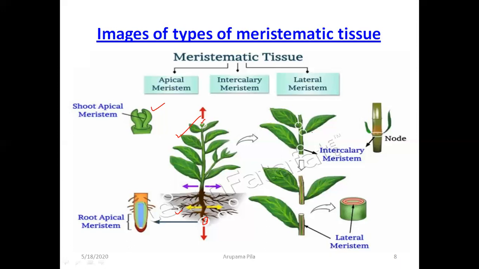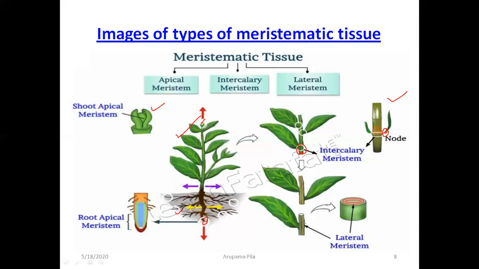Okay, then just see here the intercalary meristem. In the intercalary meristem, this is present at the node. Here this is the node, and in the node intercalary meristem is present. In this diagram you can see it better. See, this is the node and this is the base of the node. Okay, so here is intercalary meristem present.